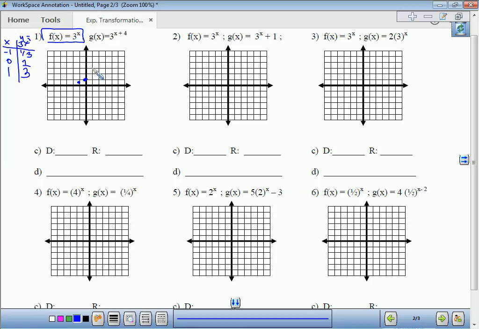Now, let's talk about this again. Is there any way to raise a positive base to a power and get out a negative number? No. So this function will never come down here because it can never be negative. Is there any way to raise a positive base to a power and get out 0?